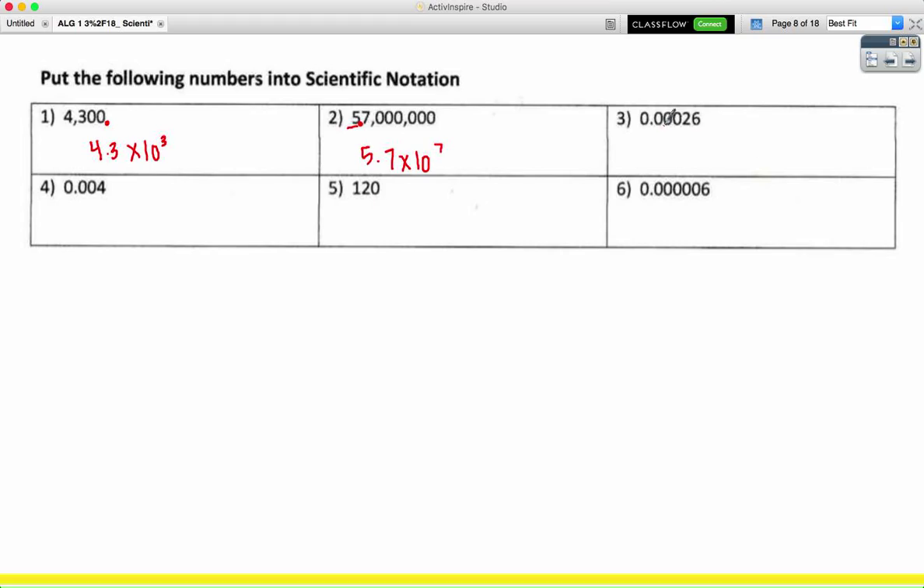Number 3, we'd have to move it 1, 2, 3, 4 to get 2.6 times 10 to the negative 4th. 1, 2, 3, so 4 times 10 to the negative 3rd. This one is 1, 2 to the left, so 1.2 times 10 to the positive 2nd power. And then number 6, 1, 2, 3, 4, 5, 6 places, so 6.0 or just 6 is fine, times 10 to the, we said 1, 2, 3, 4, 5, 6, so we moved to the right, so that's a negative 6th power.